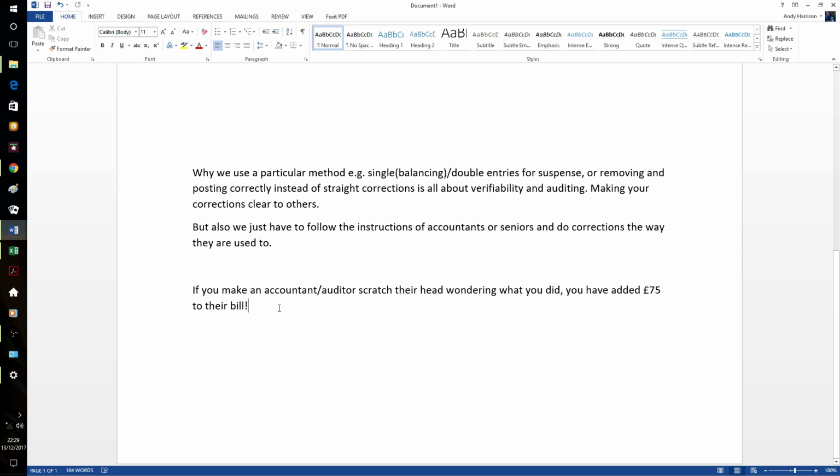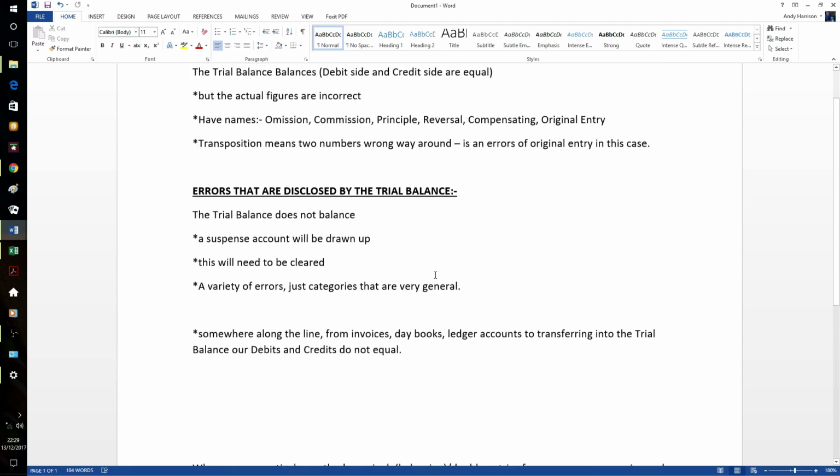One thing I would always say to students: if you're preparing accounts that are going to be audited and you make them scratch their head wondering what you've done, why you've debited this or credited this in a journal, you've added about £75 to their bill at least. So the idea is to use the journals and the narratives to try and make it as clear as possible.